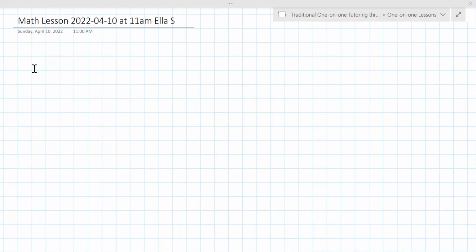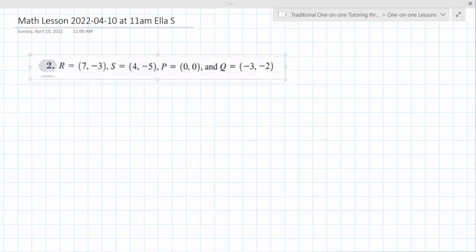Okay, so here is question 2. And it says, show that RS and PQ are equivalent. To find RS, you're going to take the X value from S and subtract the X value from R. So it's 4 minus 7, comma. And you do the same thing with the Y, 5 minus 3.